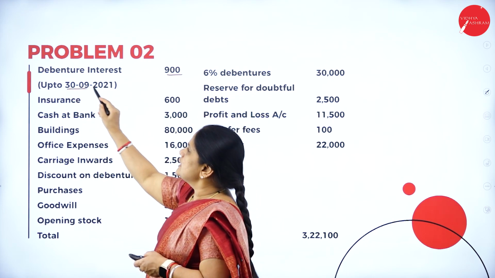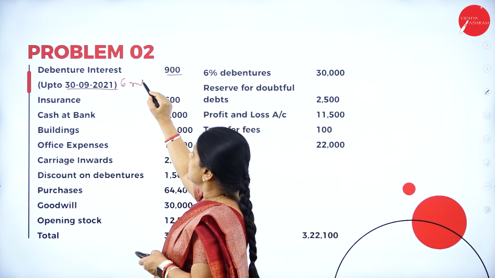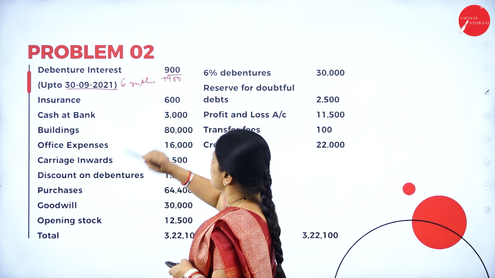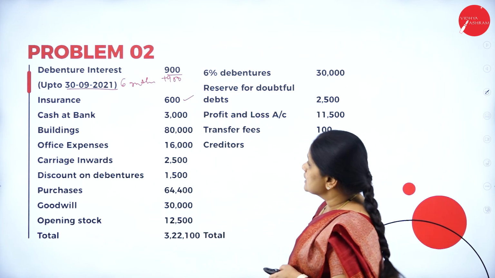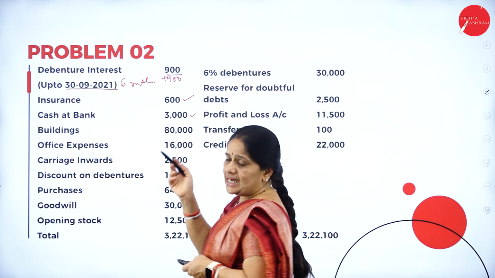This is up to 30/9/2021. So 6 months interest is pending. So that we have to add to this debenture interest. Then insurance is an expenditure which will go to the profit and loss account. Then cash at bank, it goes to the balance sheet.